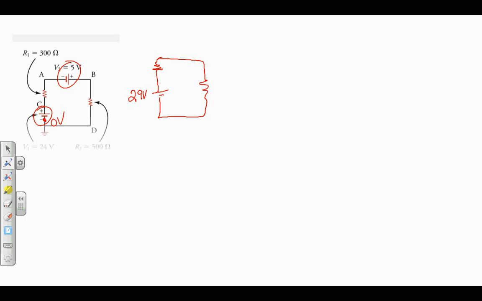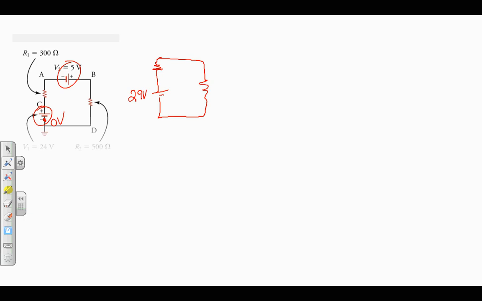And what you need to do is figure out what is the potential drop across that resistor. But you need to know the current in order to find that. Okay? There might be a better way to do it, but I think that's probably the most intuitive way to do it, is to actually figure out the current and then calculate the potential drop across each resistor.